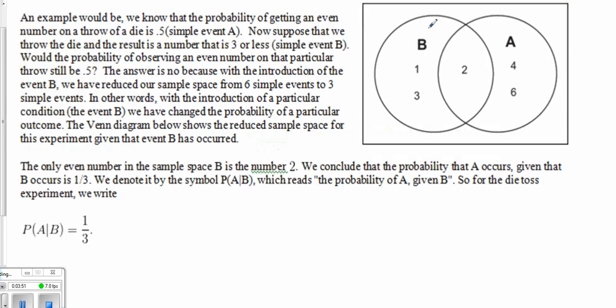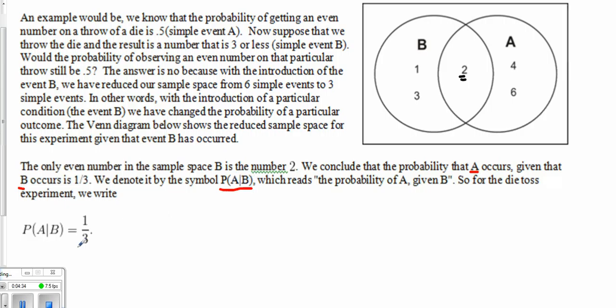The only even number that works in sample space B is the number 2, which we discussed already. We can conclude the probability that A occurs, remember A means rolling an even number, given that B has already happened. If I told you for sure that we're only looking at numbers 3 or less, that means given B, we want to know A. If we are given that it's 3 or less, we want to know how many of them would be even. We would write this as: probability of A given B. When it has this up and down line, that just means given. So the probability that A happens given that B has already happened.